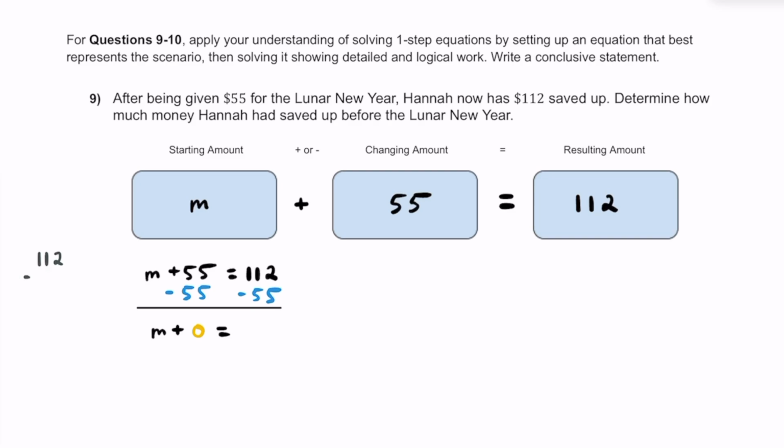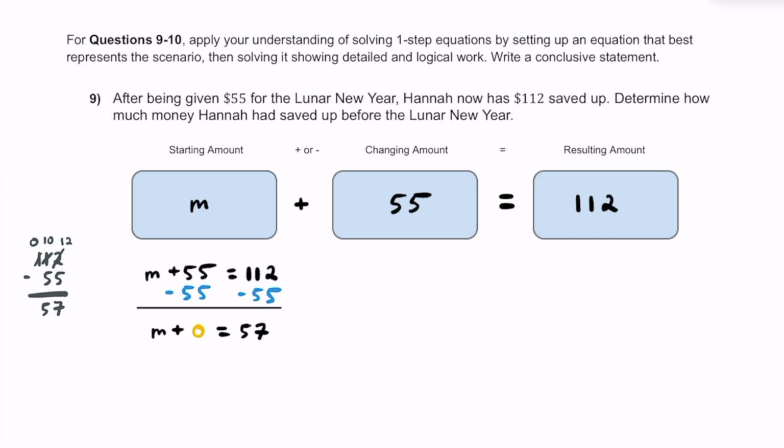112 minus the 55. Let's see, we're going to have to borrow here. So this would become a 0. This would become 11, but we're going to have to borrow to make it 10. This would become 12. 12 minus the 5 is going to be 7. 10 minus the 5 is going to be 5. And then 0 is just 0. So I think this is going to be 57.